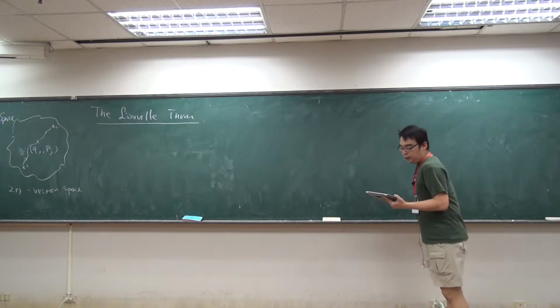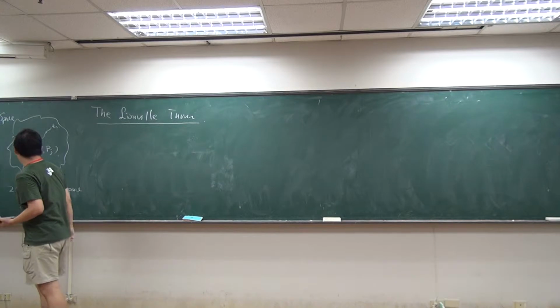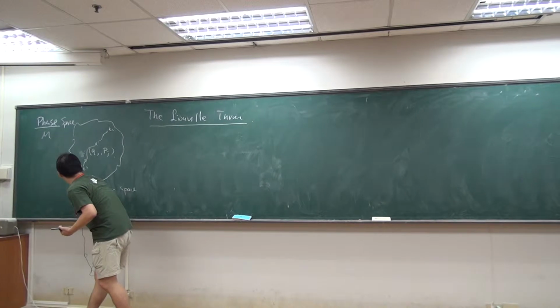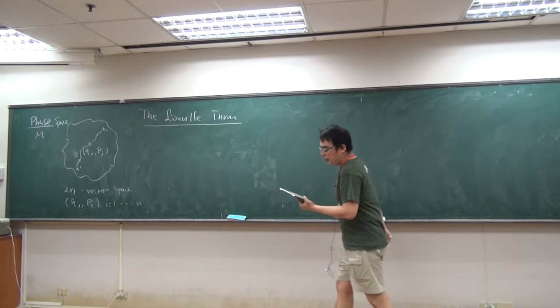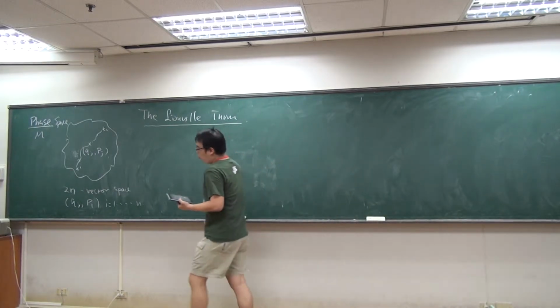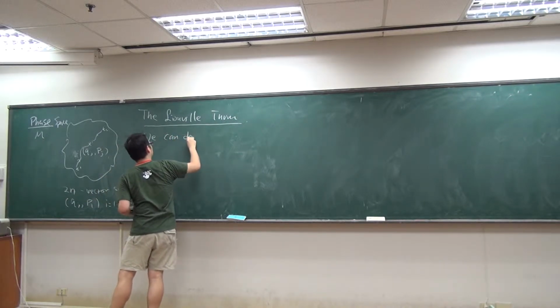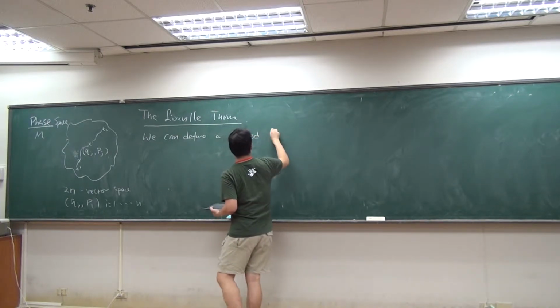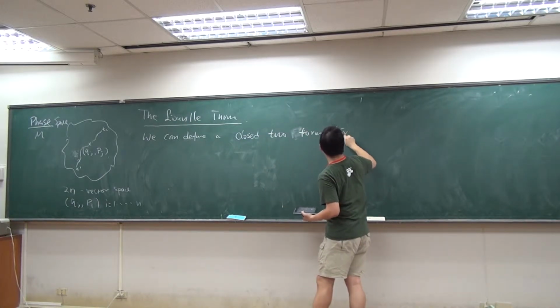Okay. So now, given a phase space M of dimension n, so basically you have coordinates q_i, p_i, i from 1 to n. Okay, so on this phase space, we can define a closed 2-form, sometimes going by the name of symplectic form.